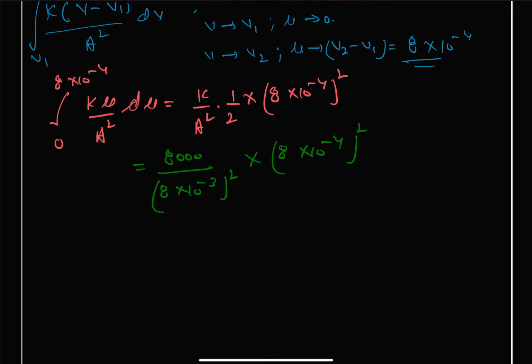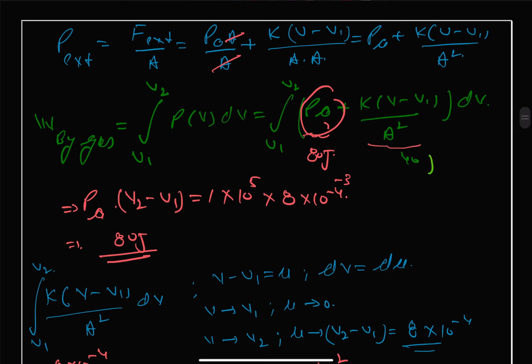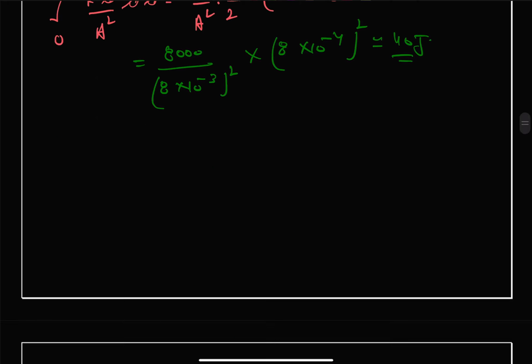So this comes as our 64. 64 will be our 6.4. So this will be approximately equal to 40 joules. So we got the second part is equal to 40 joules. So the total will be their summation. So you can say that work done by gas will be equal to 80 plus 40 is equal to 120 joules.